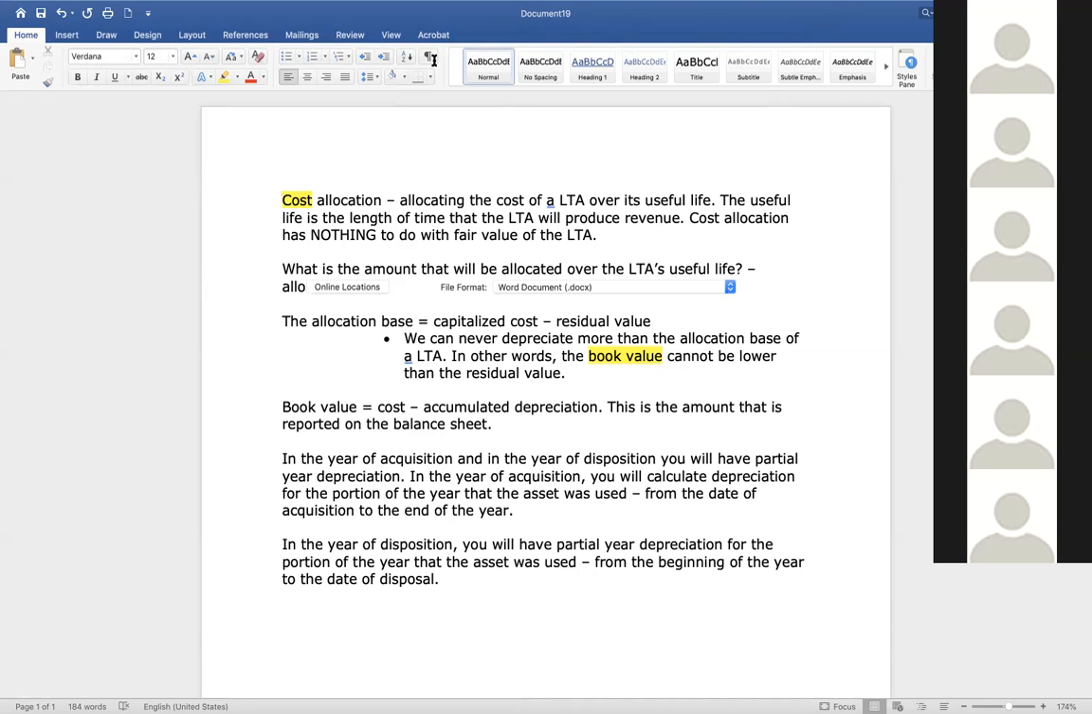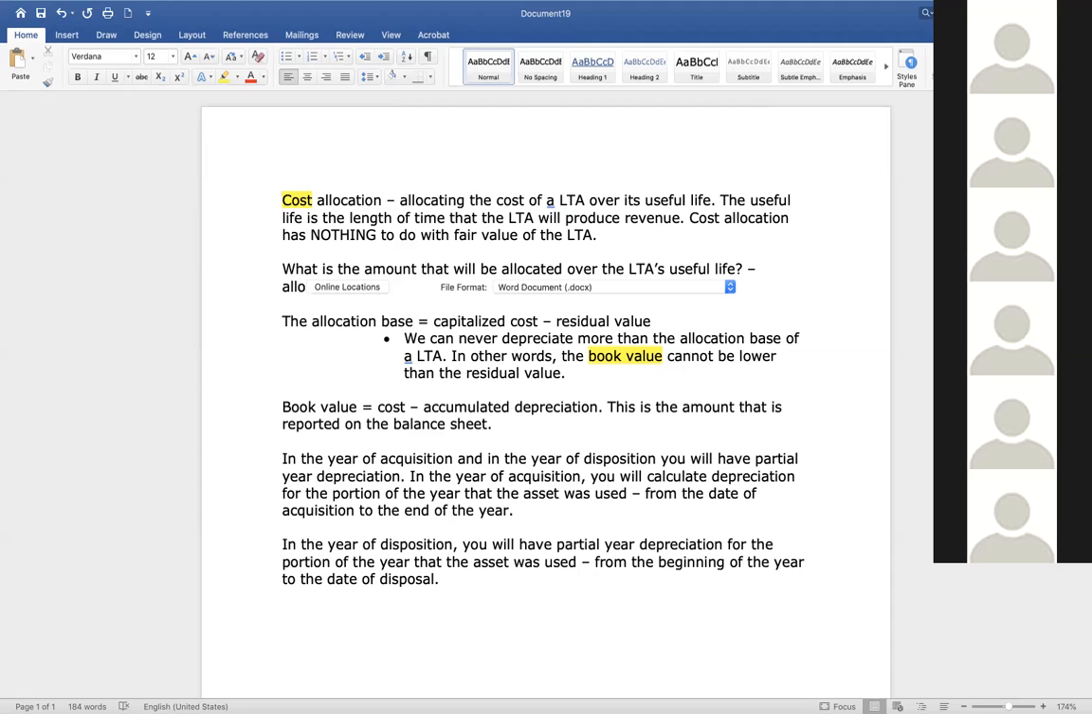Did anybody figure it out? Isn't it because they need the end of the year book value to be the 40,000, and in order to get that, it's like. Good. And what is the 40,000? The expected residual value. Good. The 40,000 is the residual value.